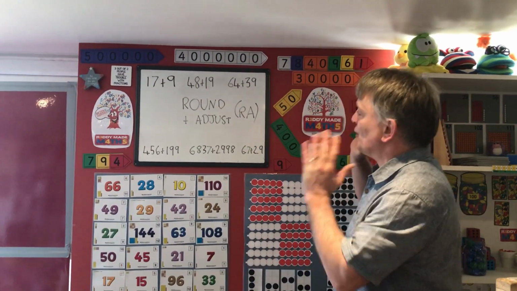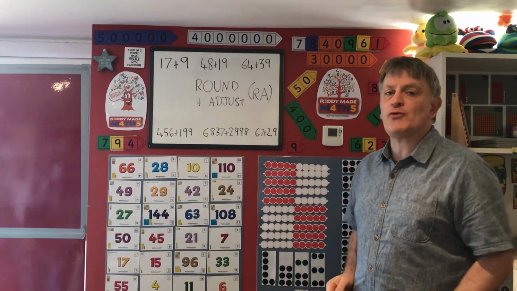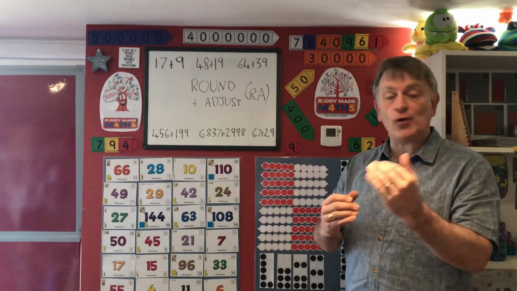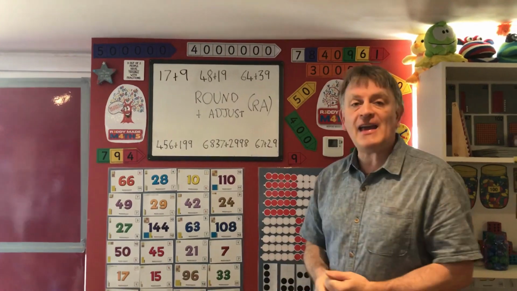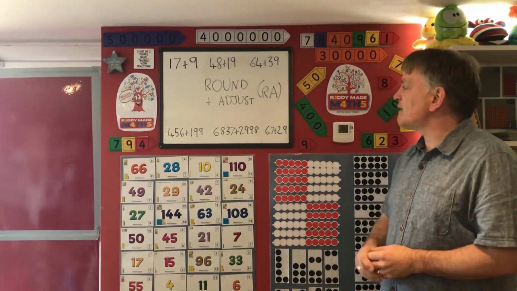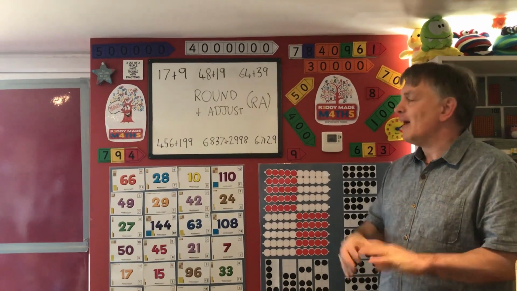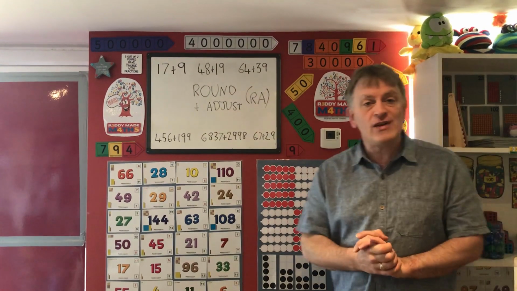What you should hopefully have noticed from each of those calculations is that one of the numbers is very close to a multiple of 10, or a multiple of 100, or in this case, to a whole number. They all end in 9, or in this case, 8. So each one of those calculations can actually be worked out by using the strategy of round and adjust. And that's what we're going to look at today. This strategy is one of those that I think is really, really important.